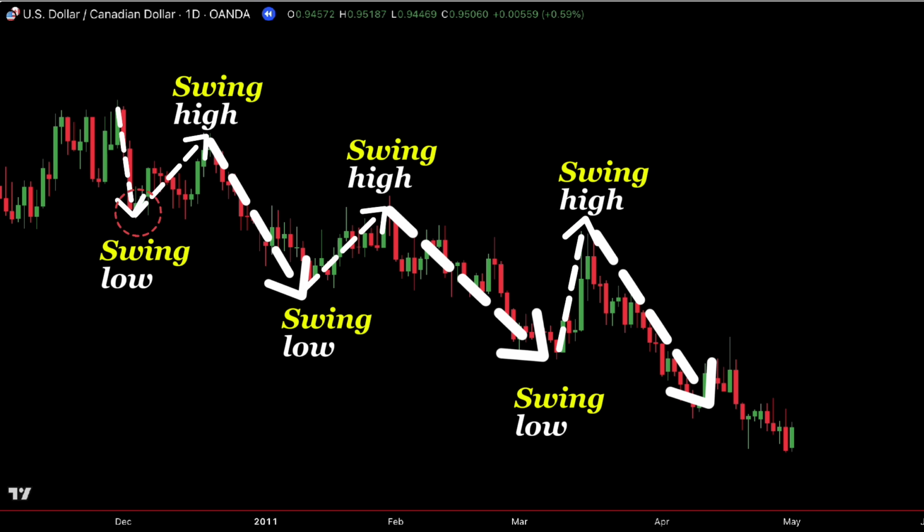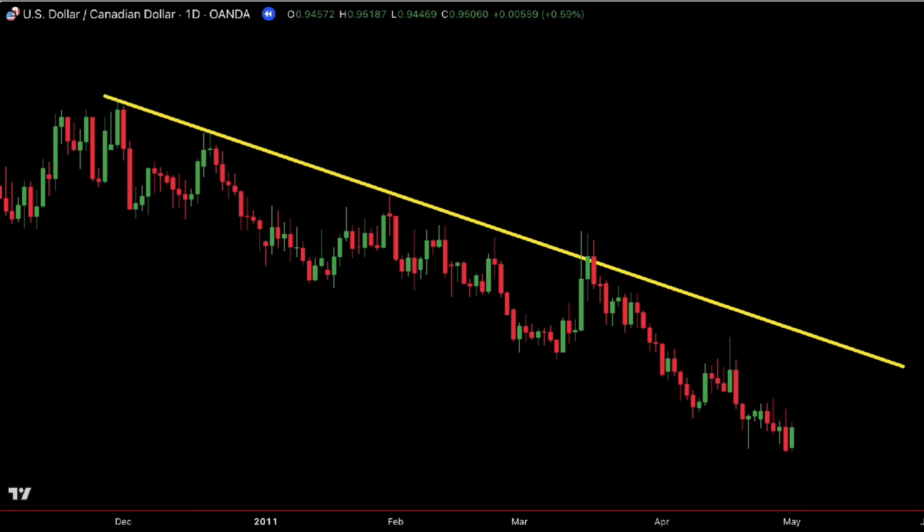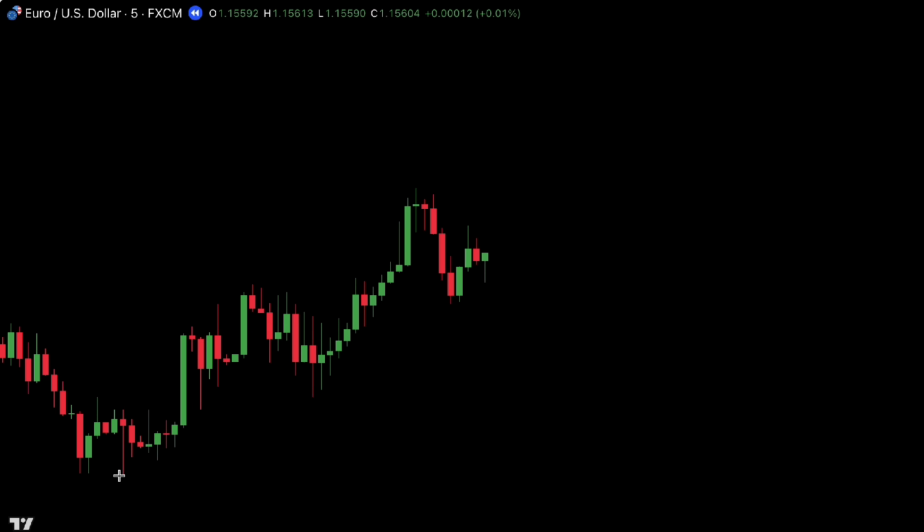focus on. To draw a trend line in a downtrend, you connect the swing highs along the top of the price action. This creates a downward sloping line that acts as dynamic resistance. To draw a trend line in an uptrend, connect the swing lows along the bottom of the price movement. This creates an upward sloping line that acts as dynamic support.